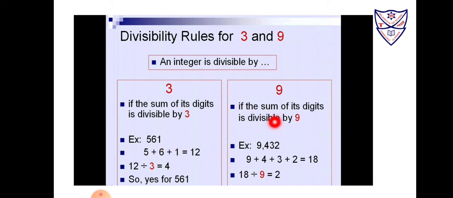Similarly, for 9 also, if the sum of its digits is divisible by 9. When we are finding divisibility by 9, that sum should be divisible by 9. For example, 9432 we have taken. If we add 9 plus 4 plus 3 plus 2, the sum of the digits we get is 18, which is a multiple of 9. So, 9432 is divisible by 9.